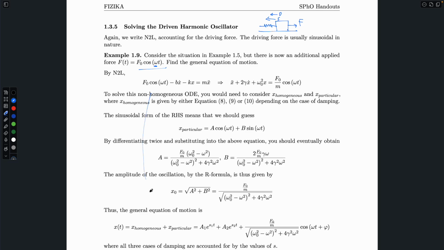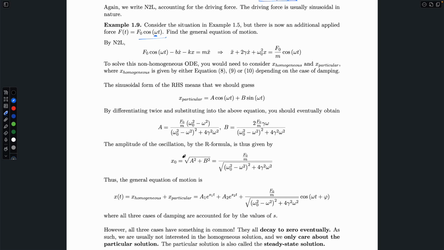You can work through the math yourself, but more importantly, what I want to help you understand is a physical understanding of what the result means. So when you go through the process of solving everything, you should get this general solution. And we notice that the first part is the homogeneous solution, which just means when all this stuff is set to zero.